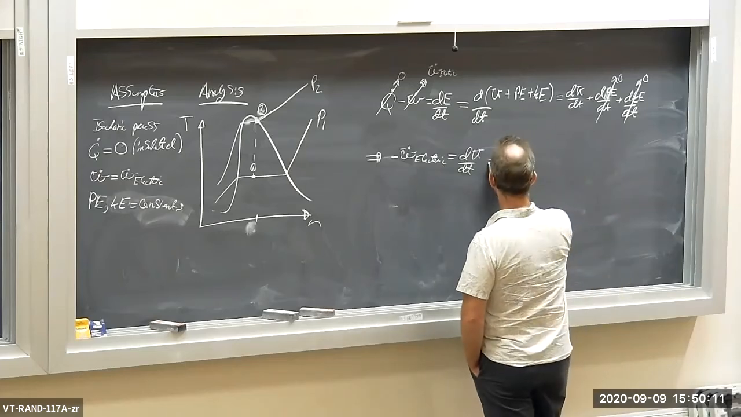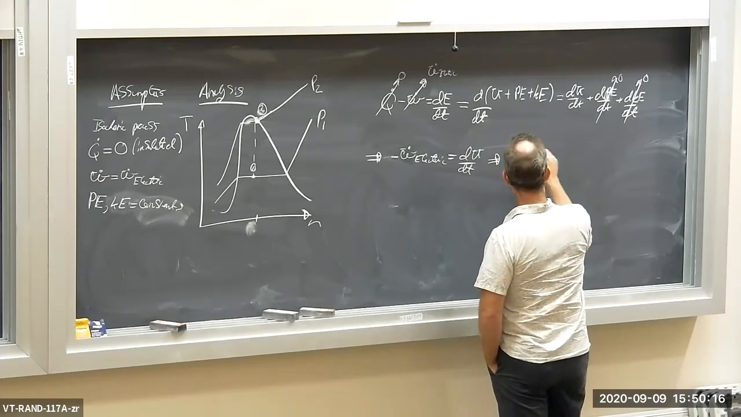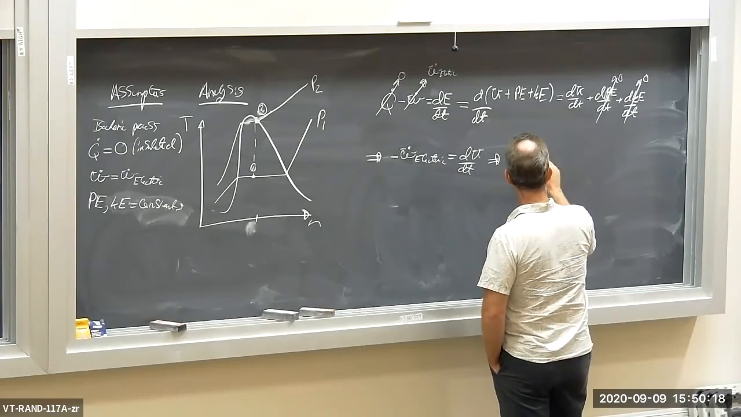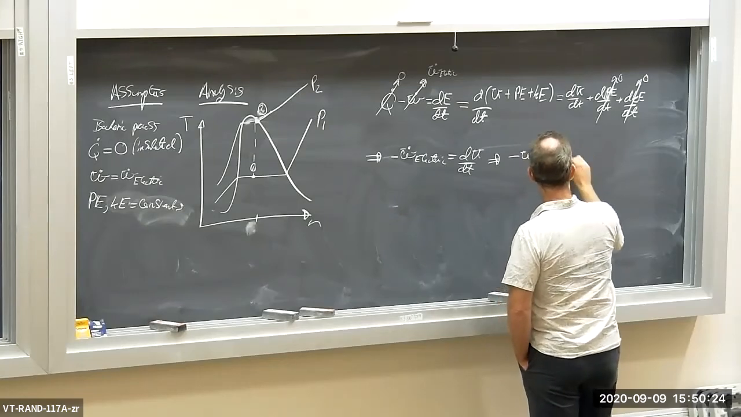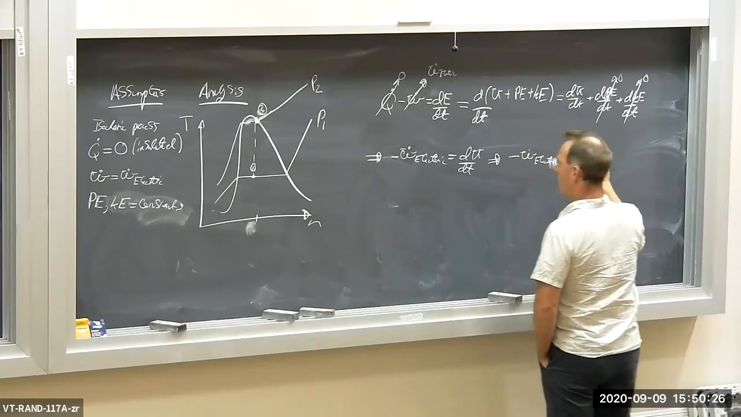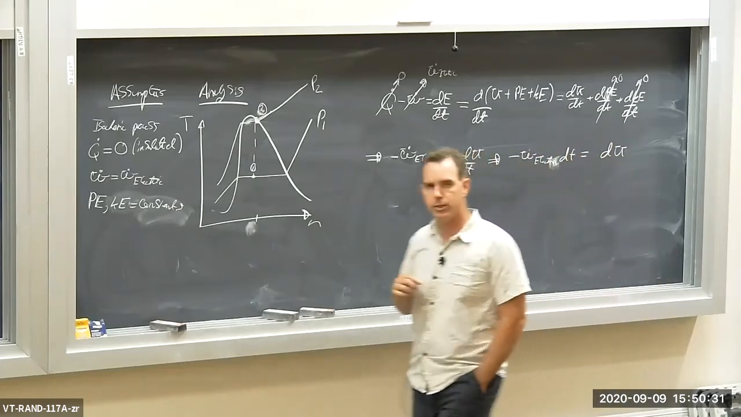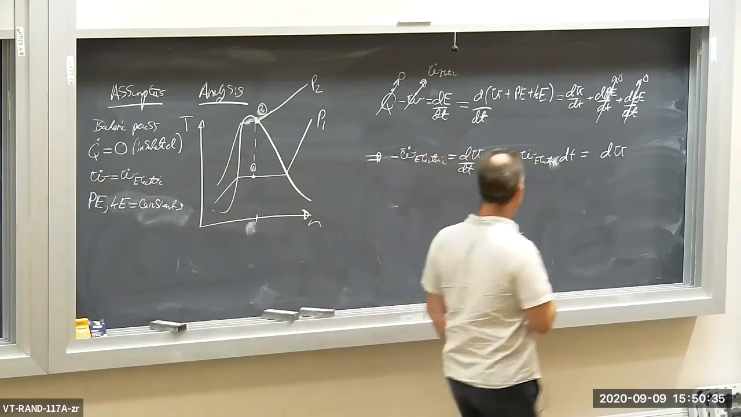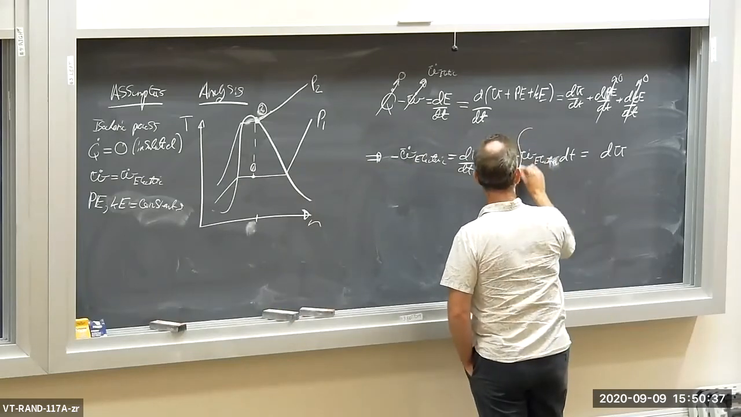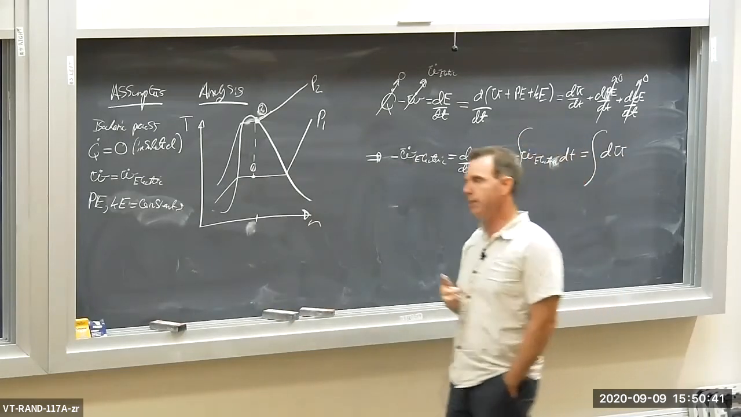Okay? So I got minus W dot electric dt, and then I'll have equal dU. So I just multiply both sides of the equation by dt. Now let's integrate over the process.